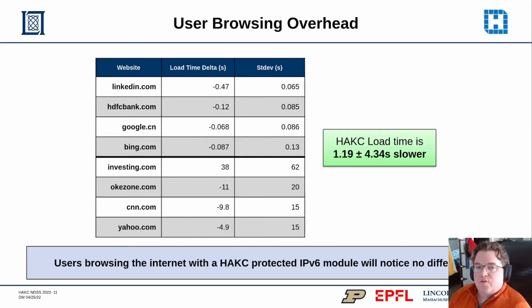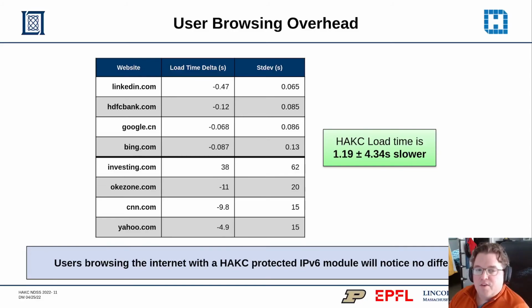To determine if a user would notice the use of a compartmentalized IPv6 module, we selected the top 50 Alexa websites that broadcast an IPv6 address, and measured the time difference from the uncompartmentalized kernel to render each page. The compartmentalized module took 1.19 seconds longer to render the web pages. However, the standard deviation was 4.34 seconds. Given that the standard deviation is more than 2 times the average, we conclude that users will not notice a difference browsing the internet using the compartmentalized module.